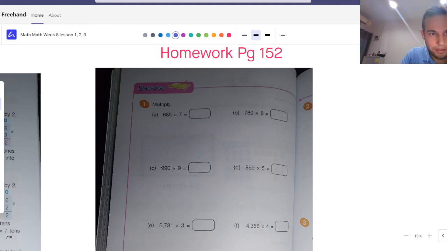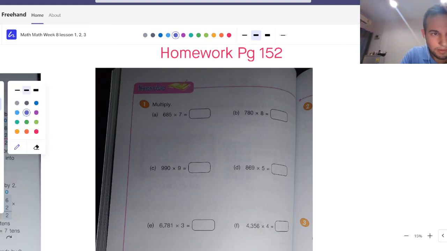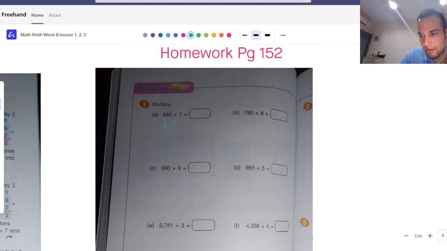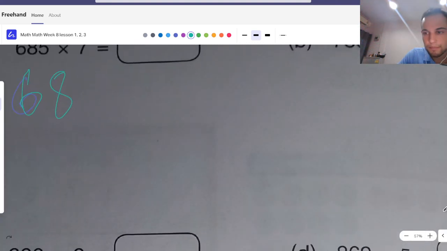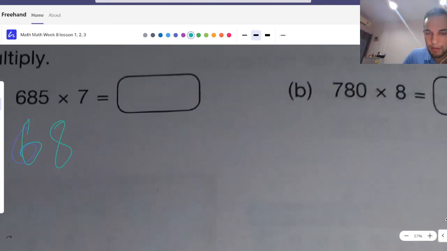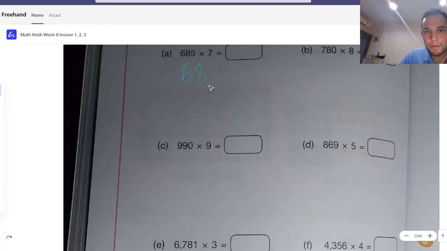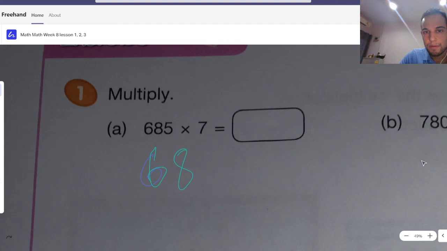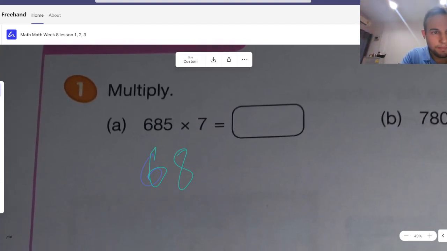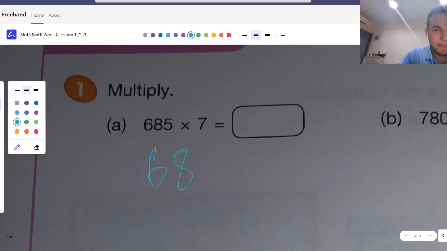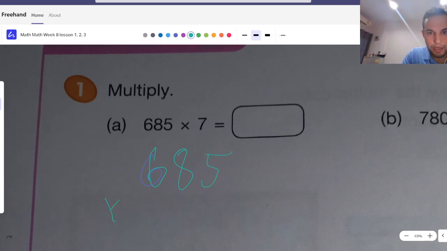Oh, that's not a good color. You will write 685 like this. Let me make it a bit bigger for you. Uh-oh. All right, there we go. So you're going to write 685. Oops. All right, just like this, times 7. Make your line and then multiply across, okay?